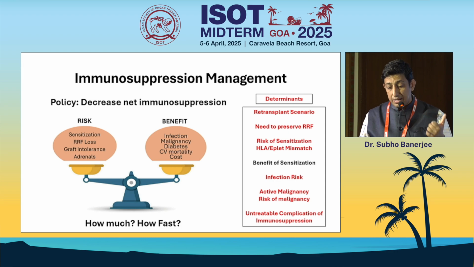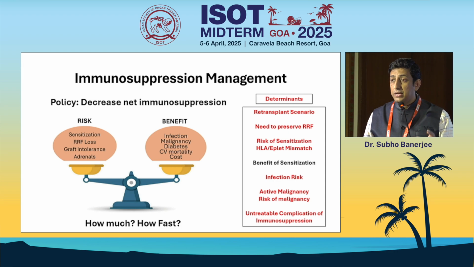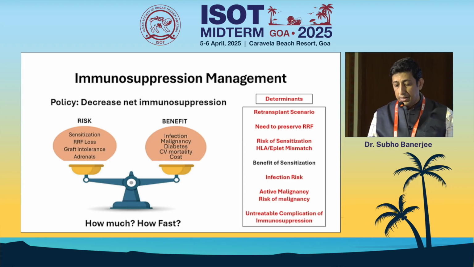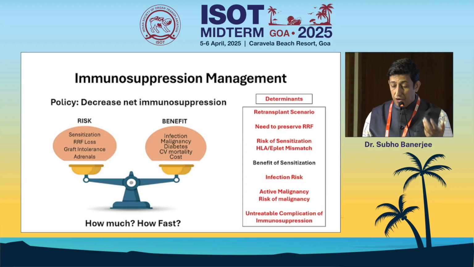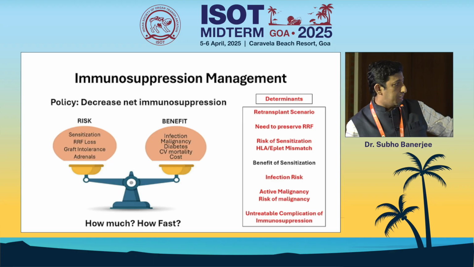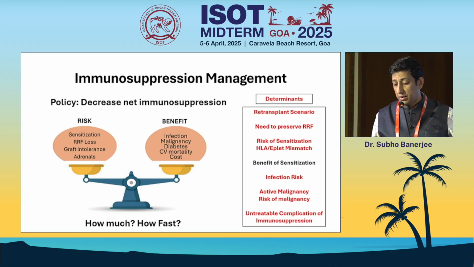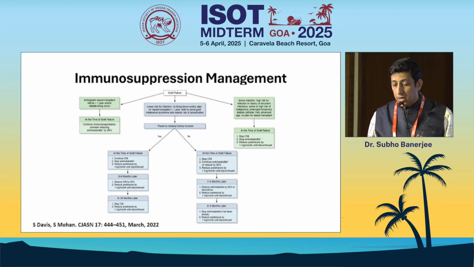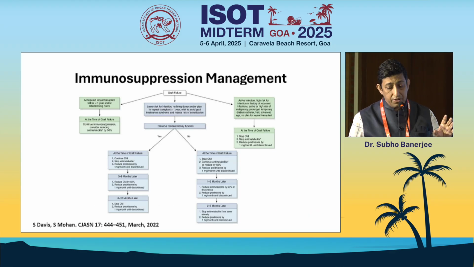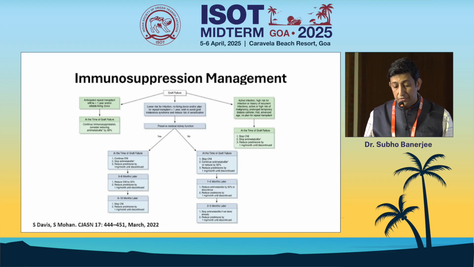The benefit is lesser infection, lesser malignancy, diabetes goes off, CV mortality goes down, and the cost of getting a transplant is lesser. But how much to do? How fast? So there are a lot of determinants. In a retransplant scenario, they need to preserve the residual renal function, the previous sensitization, the HLA class 1 epitope matches, and everything. So this is a cartoon that has been given by Dr. Davis and Sumit Mohan in CJASN 22.